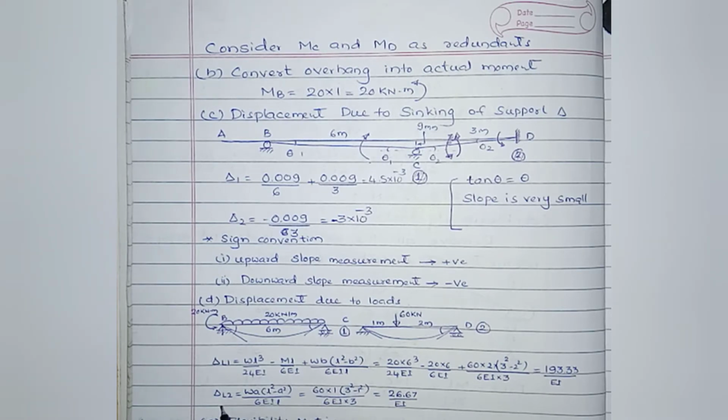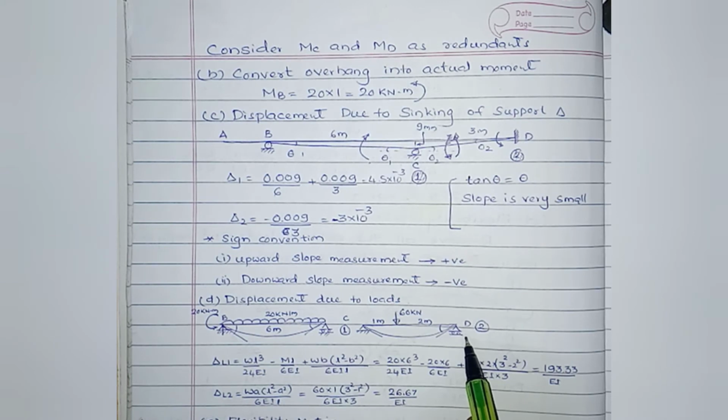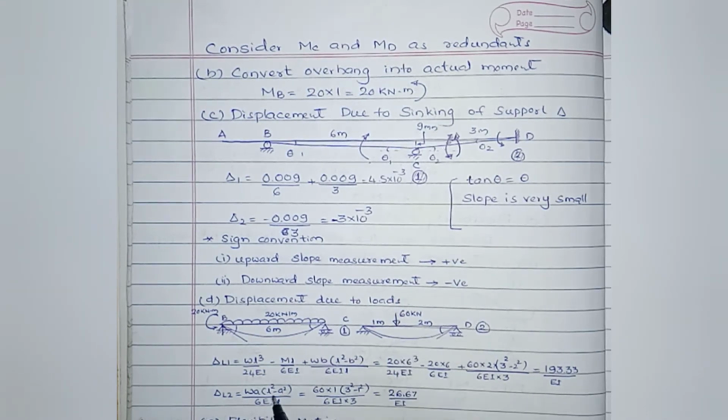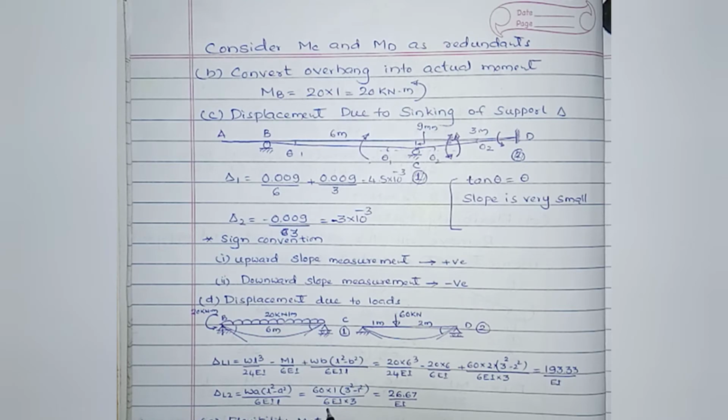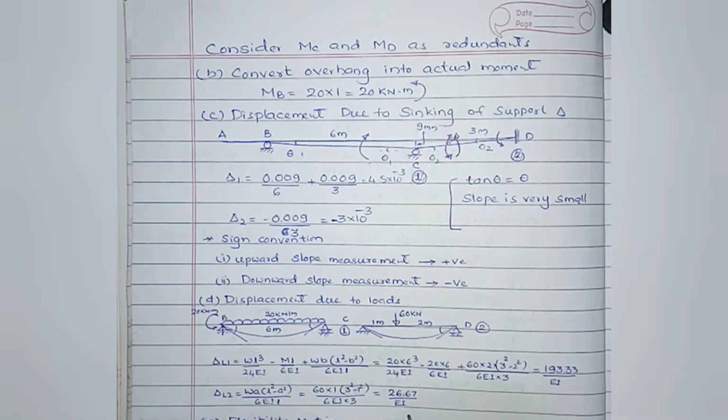Then the displacement at coordinate 2 due to the applied load. Here this is the coordinate 2. Here this is subjected to point load in span CD. The formula is WA into L square minus A square divided by 6 EIL. By substituting the values of W, A and L, here 60 into 1 into 3 square minus 1 square divided by 6 EI into L, that is 26.67 by EI.